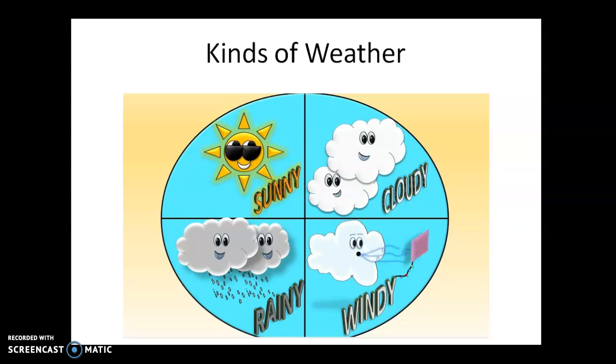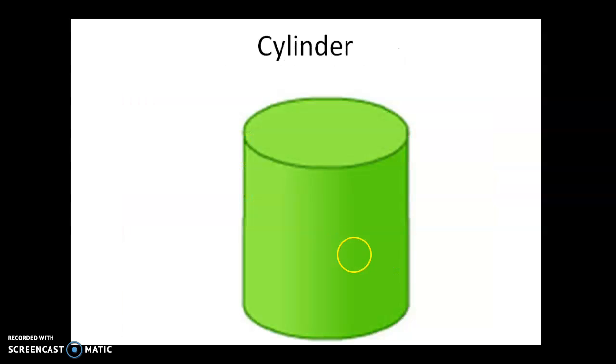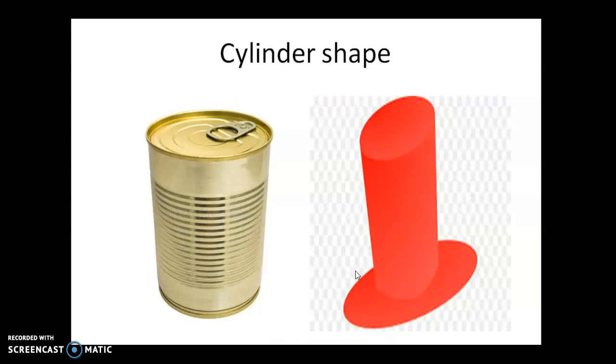Okay, do you hear? Excellent, very good. And what is it? It is a cylinder. Do you see the shape of this? Yes, this is a cylinder. Cylinder shape. If you see, this can has a cylinder shape.